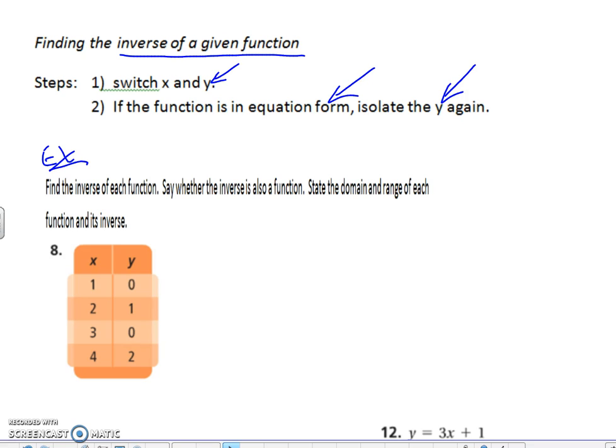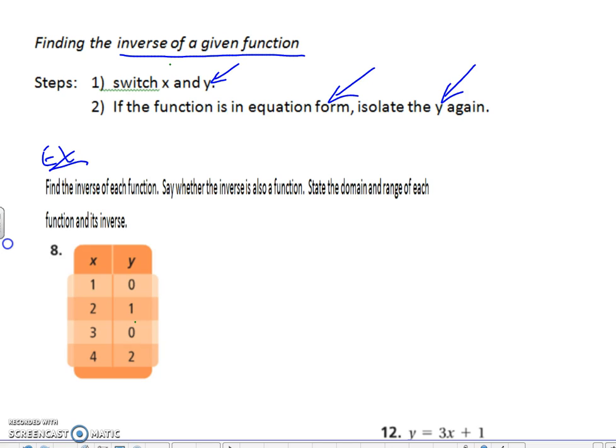All right. So take a look at this. I've got a function over here. Why does this set of ordered pairs a function again? Because none of the x's in the domain repeat, right? So I know that that's a function. Now, how do I find the inverse?